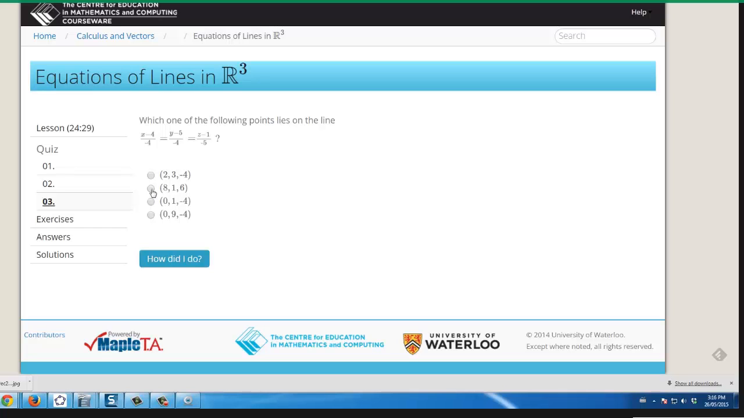Does the second one work? It's negative 1/2. You say it's the last one. So 0 minus 4 is negative 4, divided by negative 4 is 1. 9 minus 5 is 4, and positive 4 divided by negative 4 becomes negative 1. So it's not the last one. Third one? Yeah, it's the second one. So negative 4 divided by negative 4 is 1, negative 4 divided by negative 4 is 1, and negative 5, yes. How'd we do?